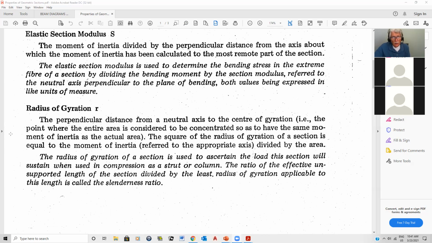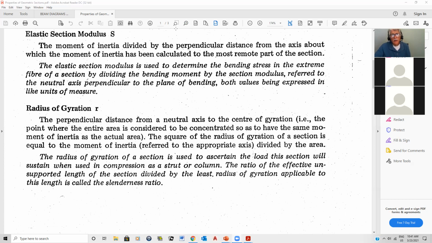Now, the radius of gyration is used to ascertain the load that sections will sustain when used in compression. The radius of gyration is very important when it comes to compression members. It tells you when a member is going to start buckling, how slender it is, and how it's going to be affected by its slenderness, the ratio of effective unsupported length.